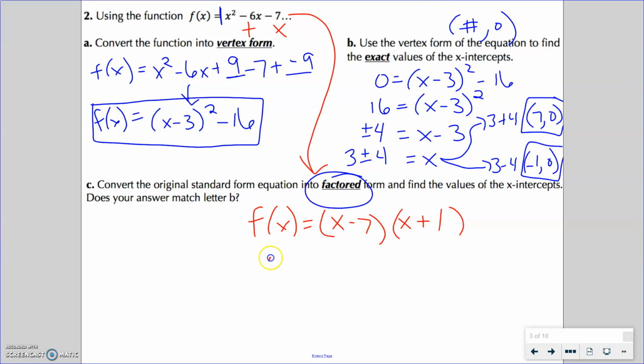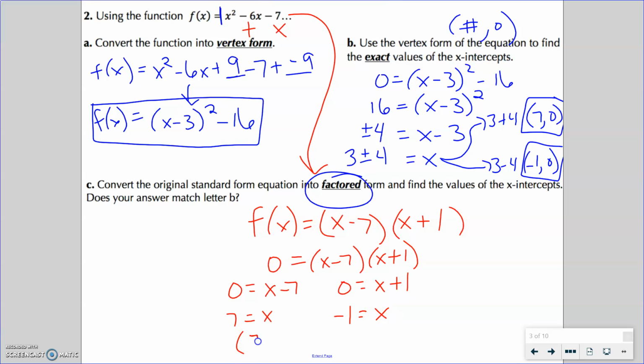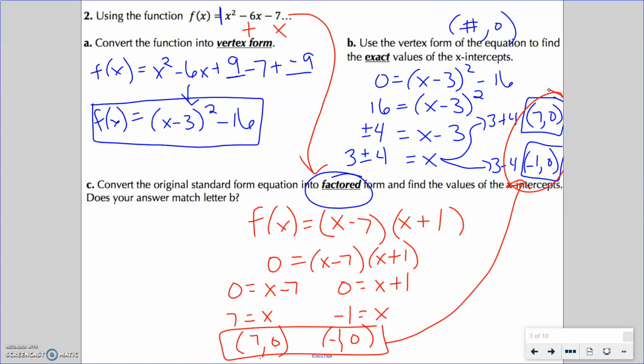So if I want to find the x-intercepts here, I set it equal to 0. And I know I'm going to set each factor equal to that 0. So one of my answers is 7, the other one's -1. And (7, 0) and (-1, 0) match exactly what we got up here. So the point I'm making basically is when you're trying to find solutions or x-intercepts, you can go lots of different directions and you can still get the same answer.